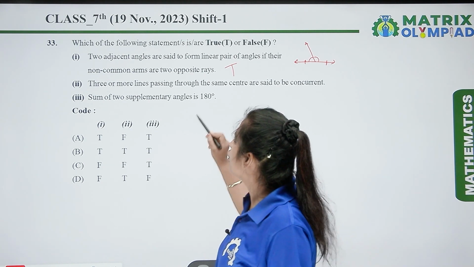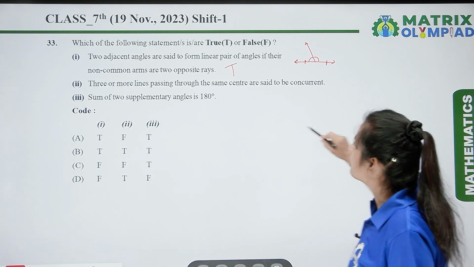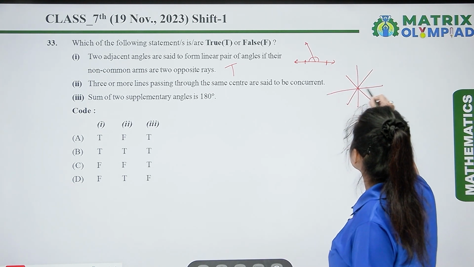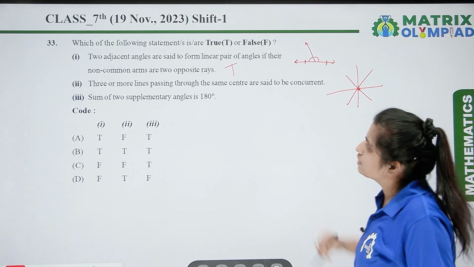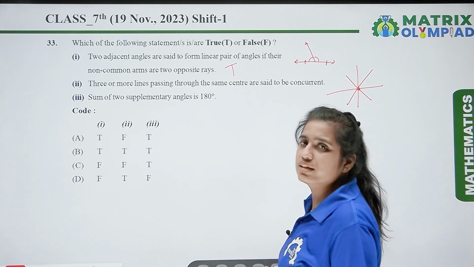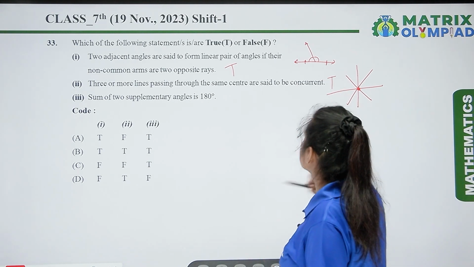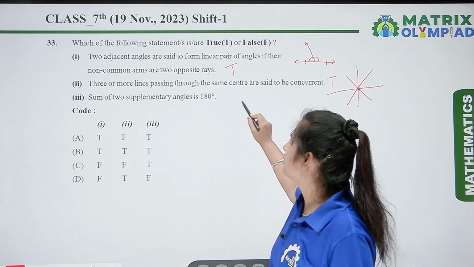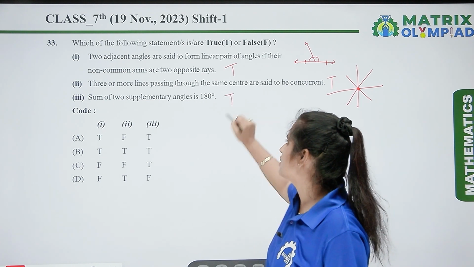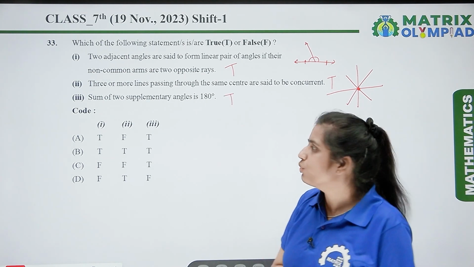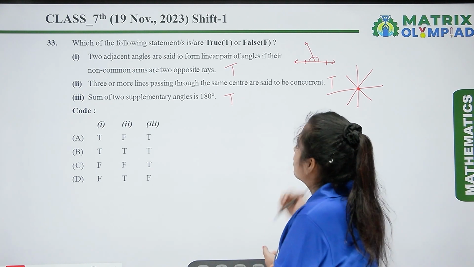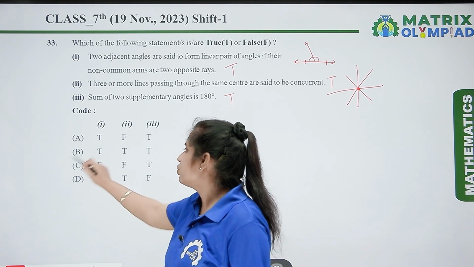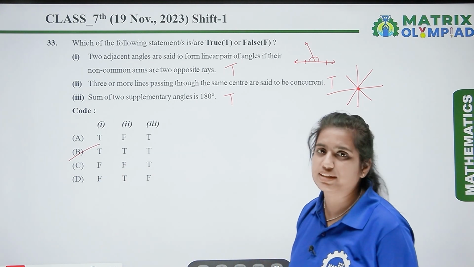The next is three or more lines passing through the same. Yes, this statement is true. If three or more lines pass through the same center is said to be congruent. It means this is true. Next is sum of two supplementary angles is 180 degree. Yes, this statement is also true. So here the sequence is true, true, true. All the statements are true. So here option B is the correct answer.